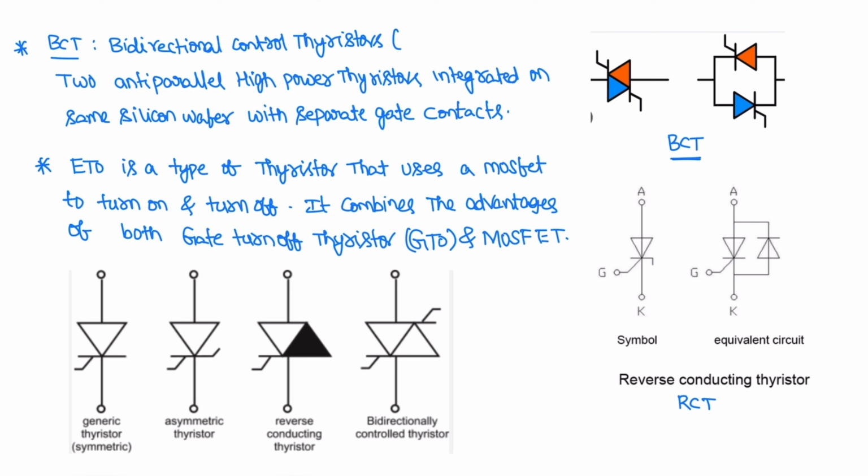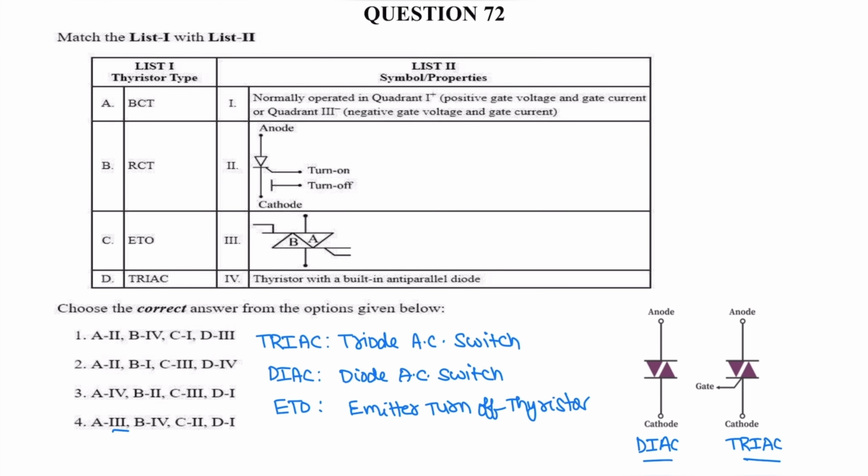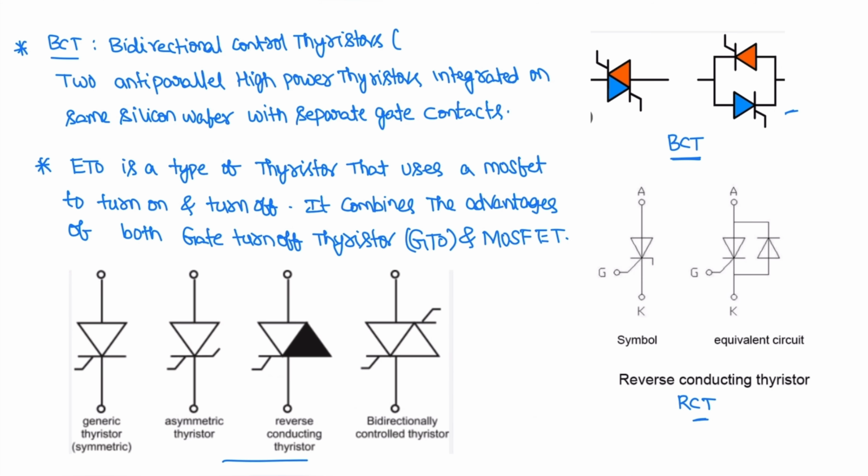Next is BCT, bidirectional control thyristor. In this BCT, two anti-parallel high power thyristors are integrated on the same silicon wafer with separate gate contacts. This is the BCT, and the equivalent symbol for RCT, reverse conducting thyristor, is there. This is the symbol for RCT, and different thyristor symbols are represented in this image. Now for the question, for BCT the symbol is 3. This is the symbol for BCT, bidirectional control thyristor.